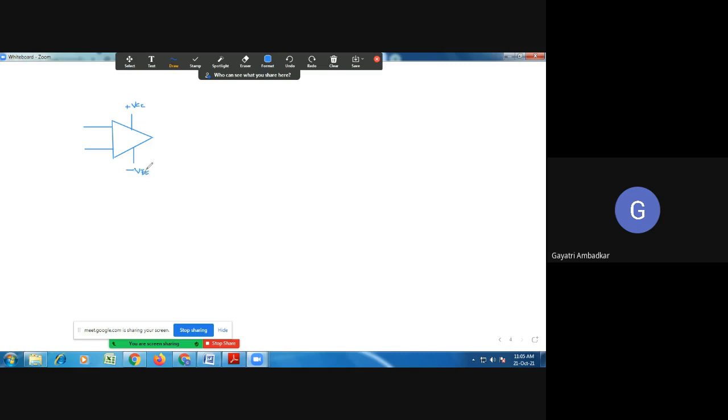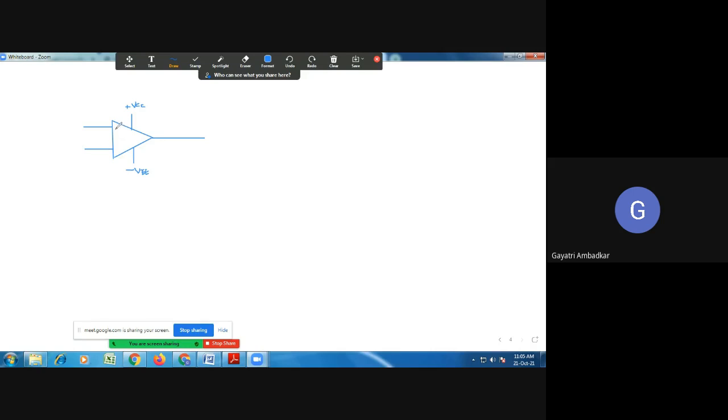Always draw here, because if you don't show this, it means your op-amp may not work. Sometimes you draw the complete circuit diagram and forget to show it. The examiner can ask you, your circuit is not working, and you will say the entire circuit is correct, then what is the problem? So remember, if you don't show the power supply, it may be treated as an inoperative circuit, because unless and until you apply the power supply, it will not work.